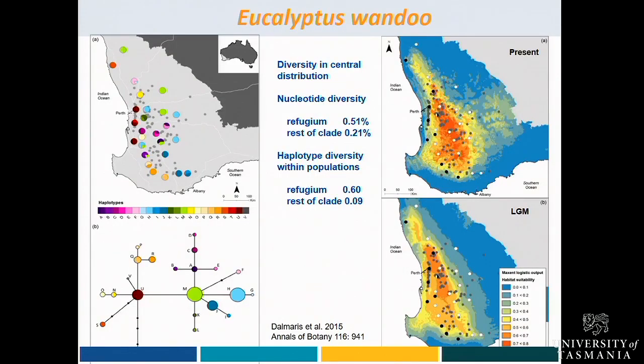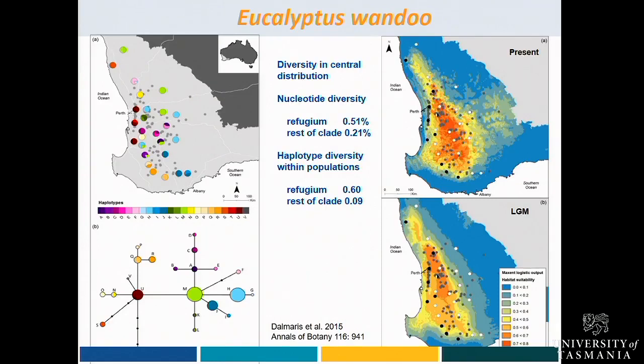Interestingly, in Eucalyptus wandoo, we weren't expecting to see a pattern of refugia, but we found a lot of diversity in this central region here. So here's the network, and this is where the distribution of the haplotypes is. There's no obvious reason why you'd have a refugium in that area, but there's quite a lot of diversity here compared to lower diversity to the north, east, and south.